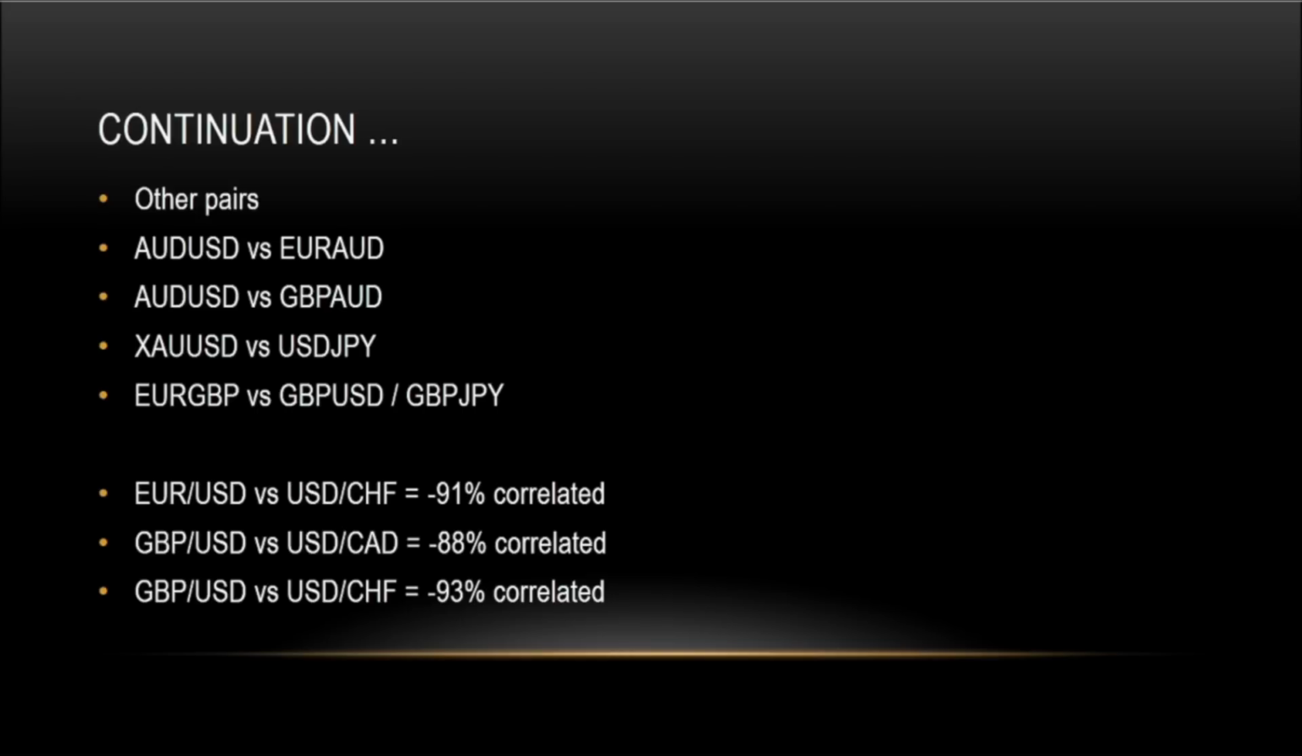So you have Euro USD and USD CHF, which is correlated like 91%. We have GBP USD and USD CAD, which is 88% correlated. We have GBP USD and USD CHF, which is 93% correlated, but negatively, not positively.